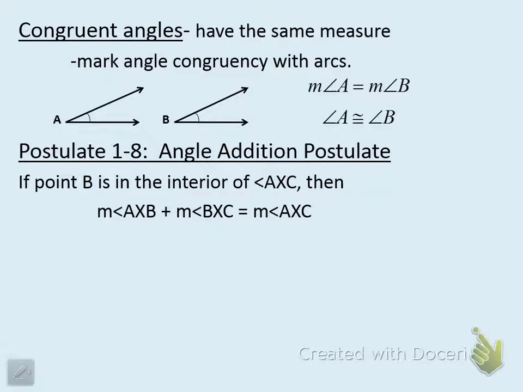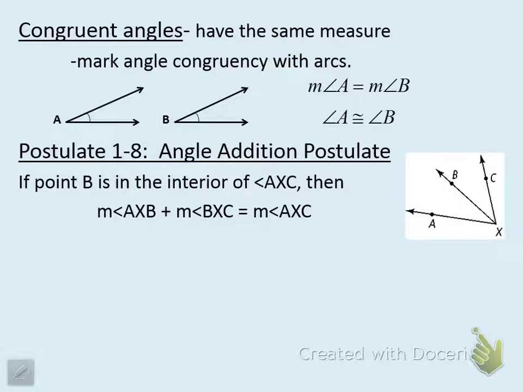Okay, angle addition postulate. If point B is in the interior of angle AXC, then the measure of angle AXB plus the measure of angle BXC equals the measure of angle AXC. So this is kind of throwing it at you, you're probably like, wow, I don't understand anything it's saying.